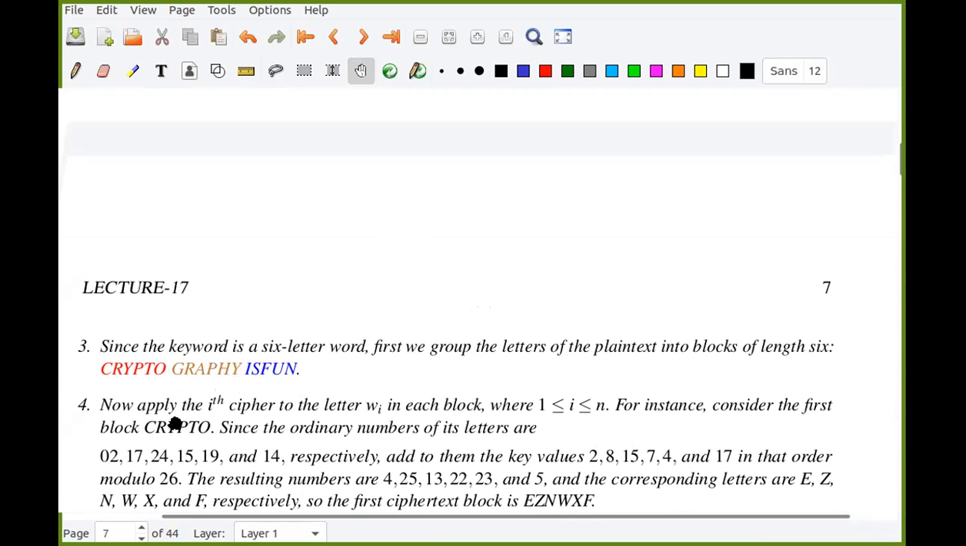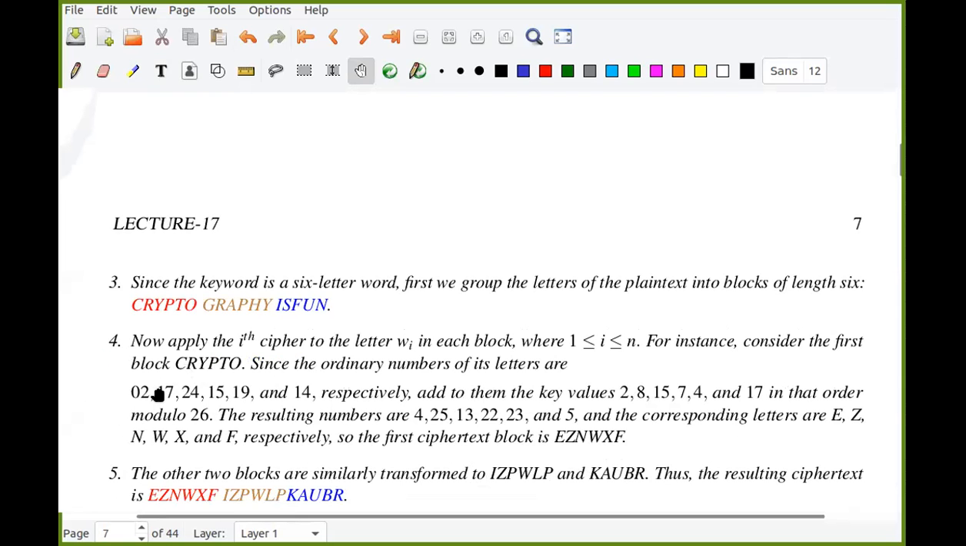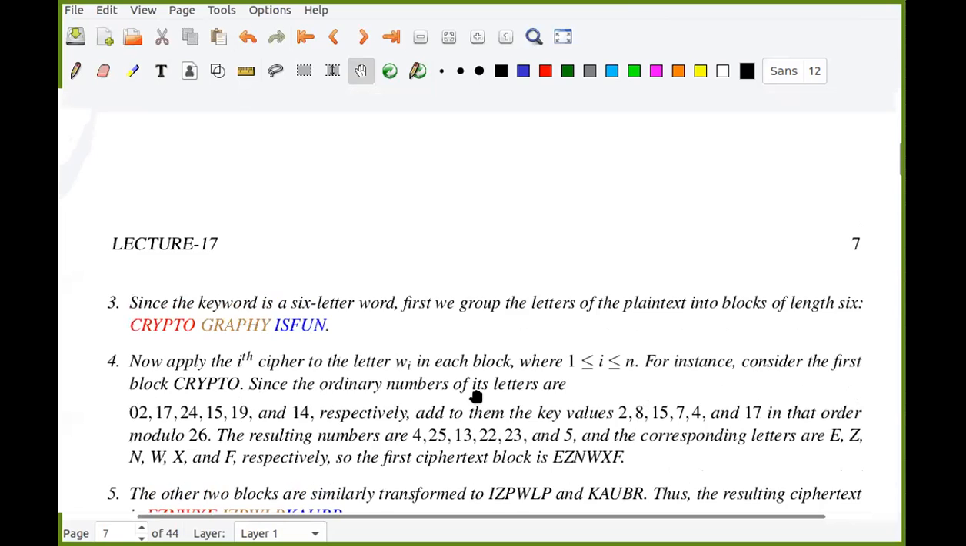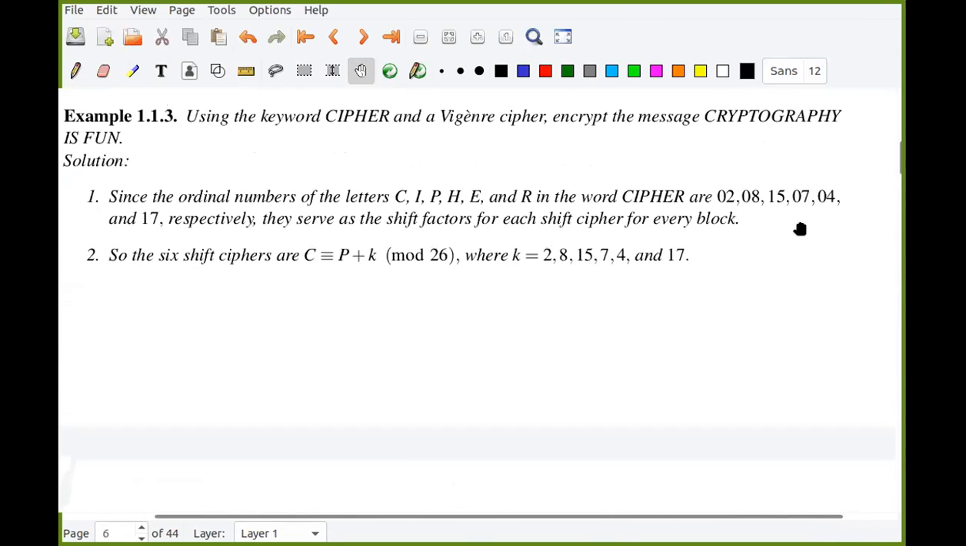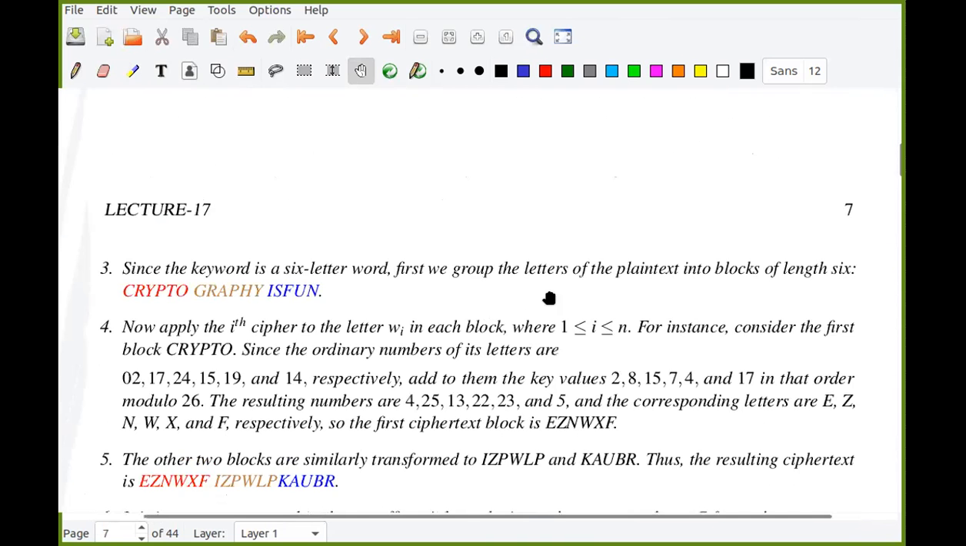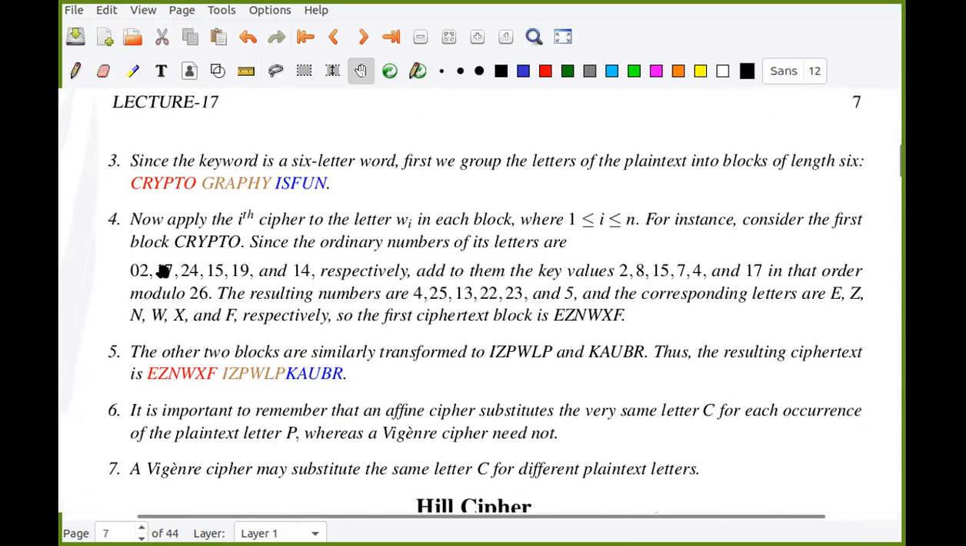So for example, now crypto, how do you convert it? C means 2, R means 17, Y means 24. Like that we have. And now key values are 2, 8, 15, 7, 4, and 17. So we'll add them. Is it clear? 2 plus 2 is 4, 8 plus 17 is 25, like that. Now 4 means E, 25 means Z, 13 means N. So this is the one.